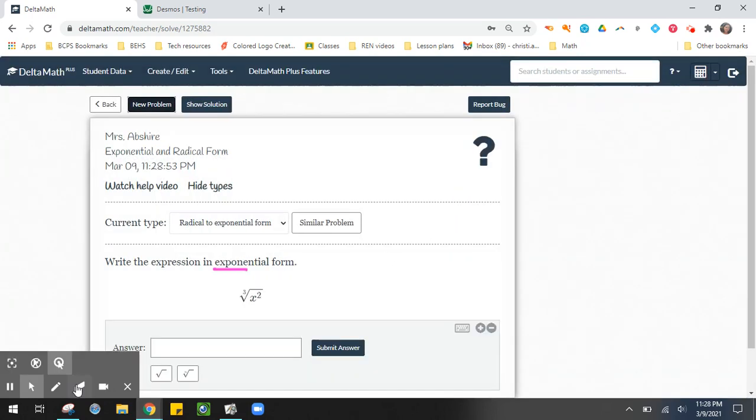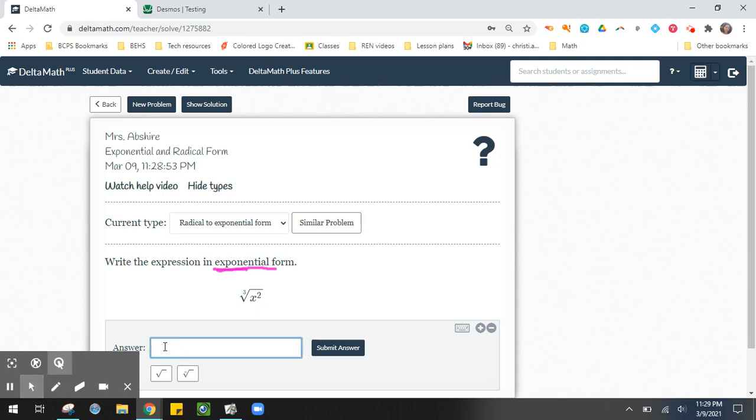Okay, this time I have selected one that is asking me to write my answer in exponential form. So if I'm going to exponential form, this is where I'm going to have an exponent instead of this radical symbol. So I will not be selecting one of these. I will be using Shift 6 to get my exponent to show up.